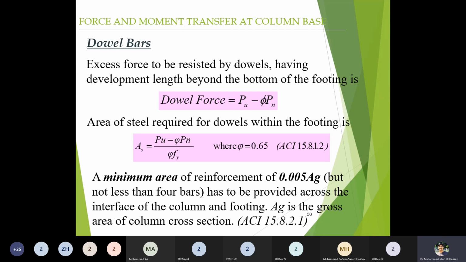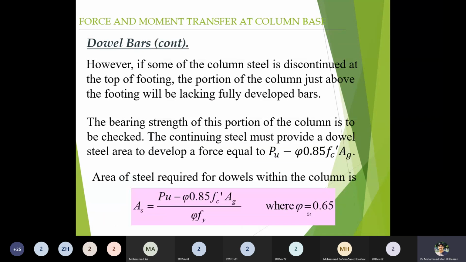So then, you see that the minimum dowel bar area is 0.005 Ag, so in any case we have to go with the minimum dowel area, that is 0.005 times the gross area of the column. So 4 dowels are at least needed anyway, but if you need excessive dowels, you can compute from this expression.